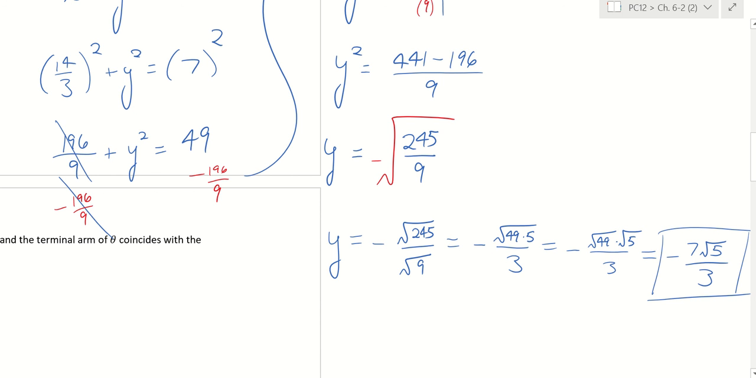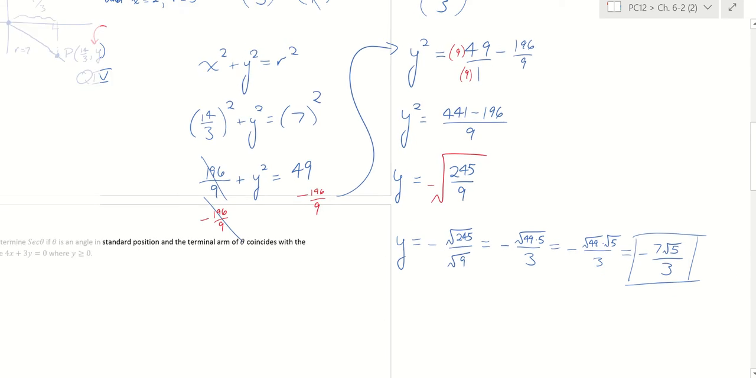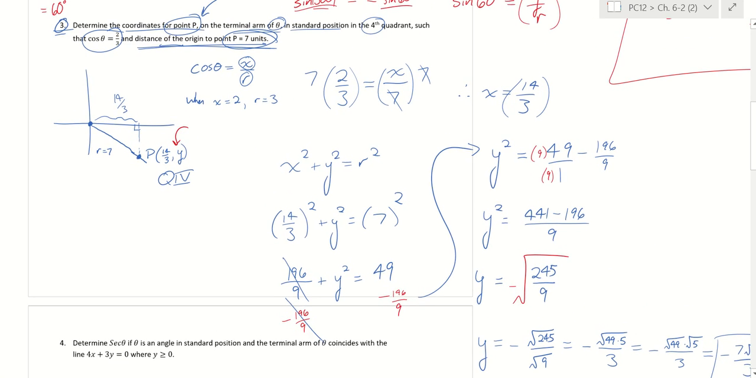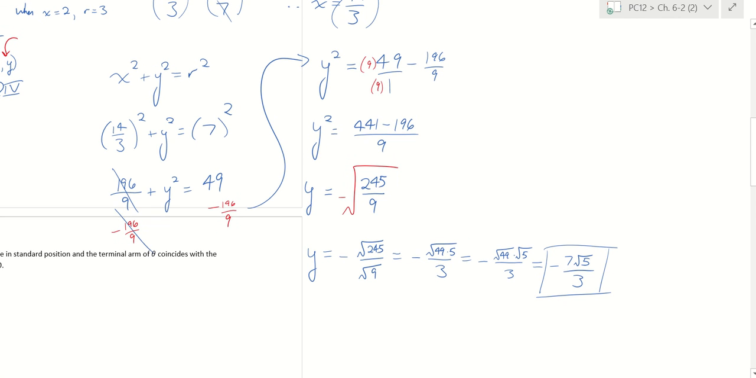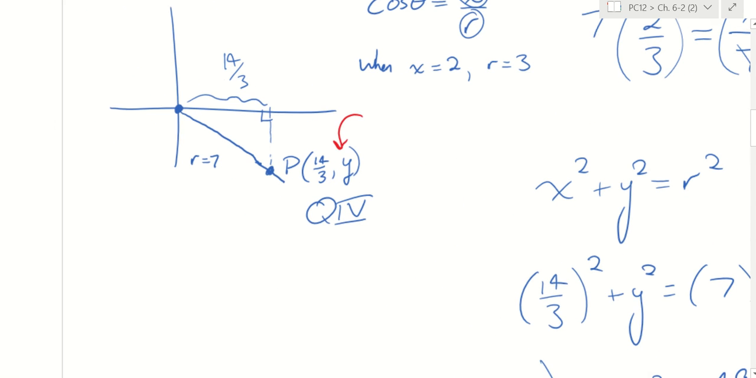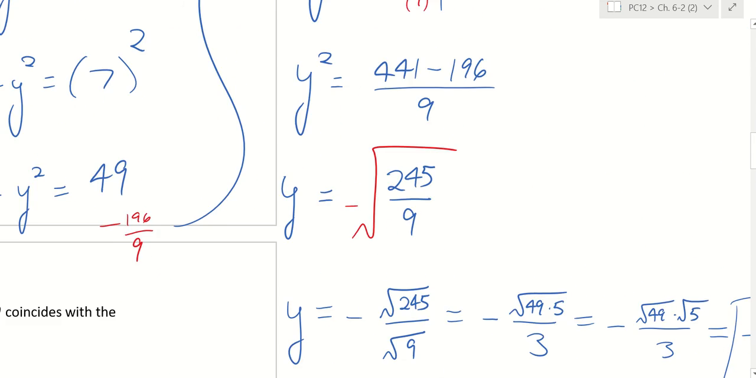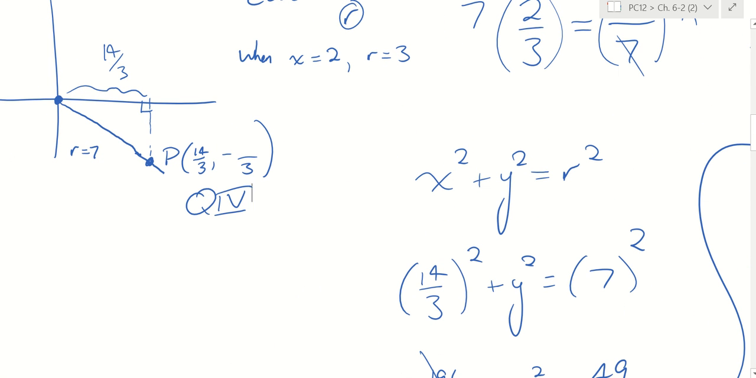Whoa, boy, what a lot of work that was. Definitely could have had a simpler example for this particular question, but there we go. Let's actually dive deep with something significantly difficult. So here the y-coordinate is what? Negative 7 root 5 over 3. Sorry, I said negative root 7 over 3, but it's negative 7 root 5 over 3. You can tell it's been a long day already for me.